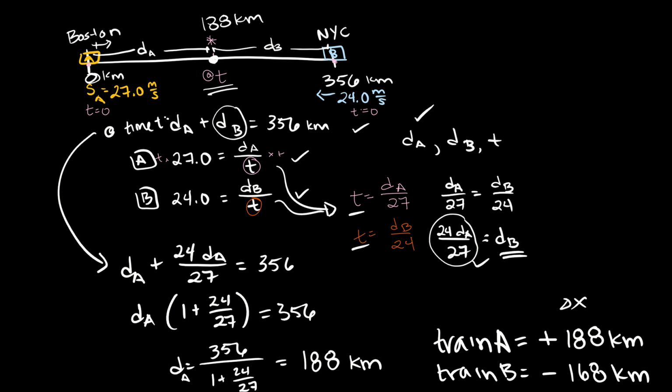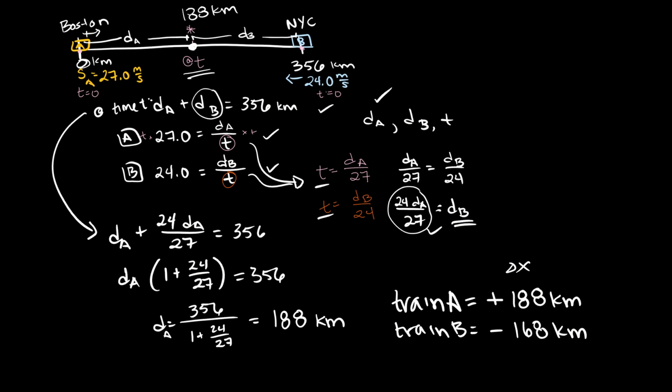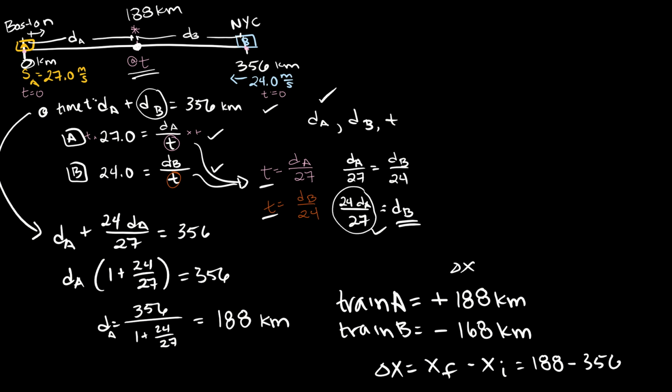Remember, in our reference frame, train B starts at 356 and ends at 188. When we're finding a displacement, a delta x, we take our position final minus our position initial, and we end up with a negative number in this case, because we take 188 minus 356, to get the 168.